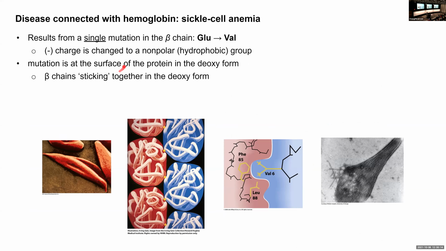And lastly, we talked about one example of a disease that is caused by a mutation in the hemoglobin, which is sickle cell anemia. So these are the mechanisms, and what the consequences are. So that's it. Question.